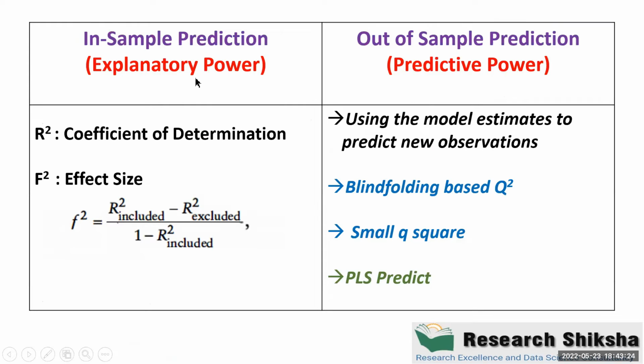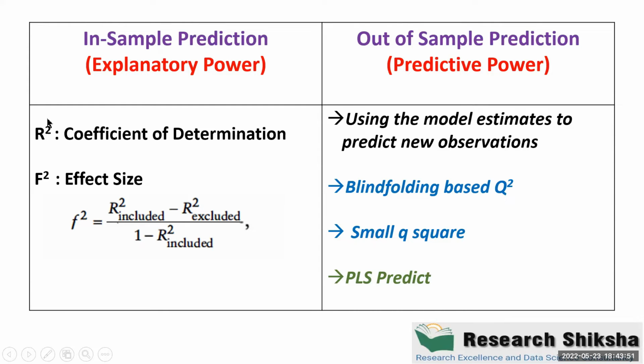So basically, we are comparing the explanatory power and the predictive power. There are new terms which we are introducing in PLS. One is called F square, and small q square and capital Q square. So these are the new things which PLS is providing to us.